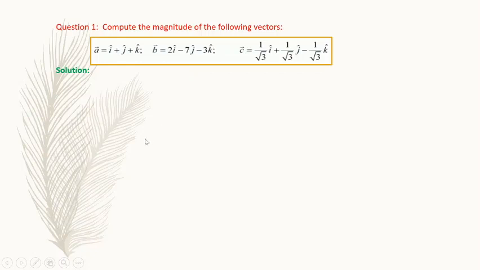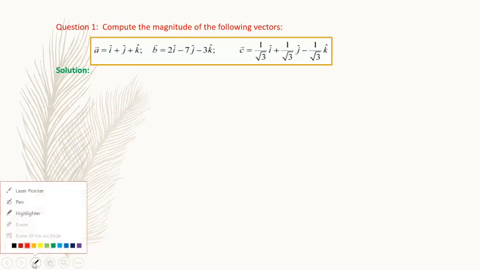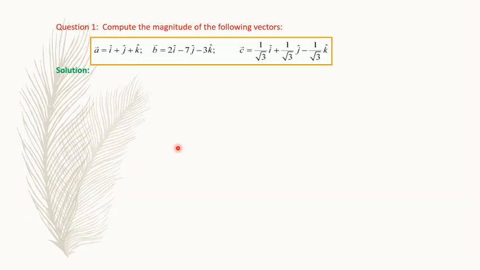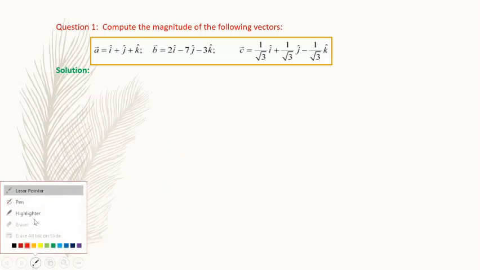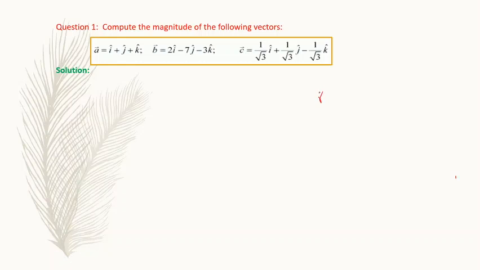1 by root 3 i, 1 by root 3 j, and sorry, minus 1 by root 3 k. So dear students, they are asking here to find the magnitude. I hope you already know what the magnitude of a given vector is. If the given vector r is equal to xi plus yj plus zk, then what is the magnitude of vector r? It is the root of x square plus y square plus z square, correct?